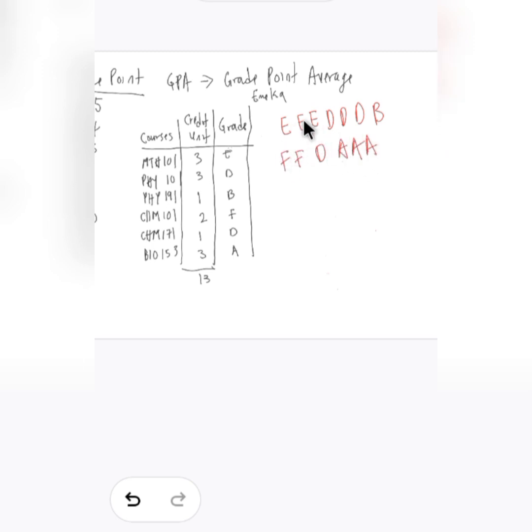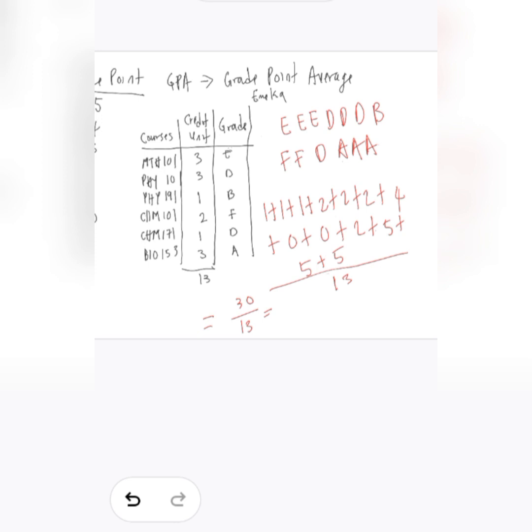Now, what does each of them mean? E stands for 1, so we have 1 plus 1 plus, what is D? D is 2, 2 plus 2 plus 2. What is B? B stands for 4, so we have 4 plus F. F stands for 0. D stands for 2, and A stands for 5. Now we're going to find the average. Their total is 13. So when you sum everything up here, you get 30 divided by 13.